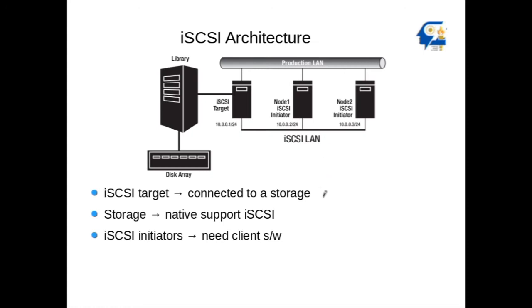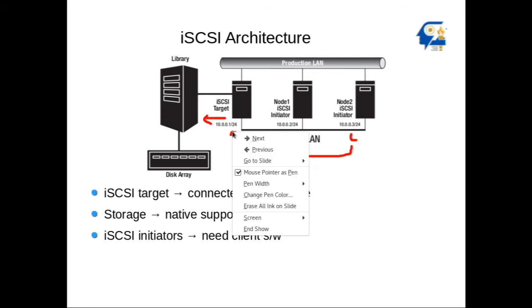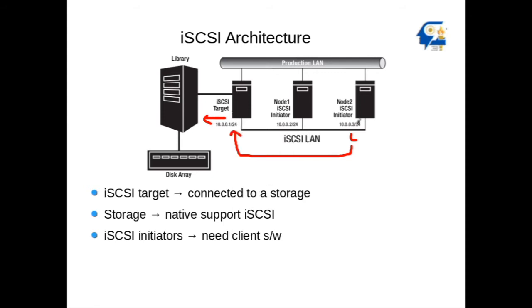Now the iSCSI architecture. When you look at this image, you can see that the target is connected to the storage and the initiator is the one which generates the command. This is normally from the server side. These commands traverse through the iSCSI LAN and reach the target. So the target executes on behalf of this initiator. Storage by default can also natively support iSCSI. In that case, the server can connect straight to the storage without the help of a target. There is no need to have a specific server designated as a target machine.